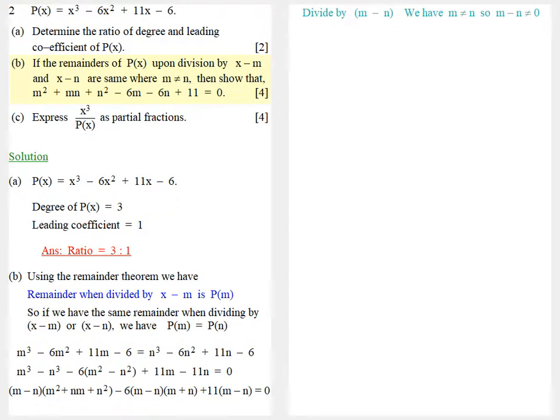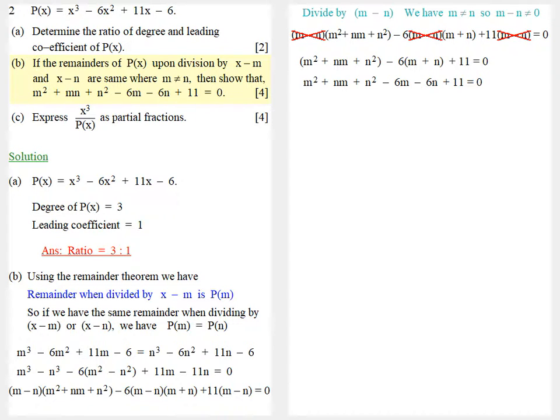We have m is not equal to n, so m minus n is not equal to 0. Now as long as m minus n is not equal to 0, we can divide all the way through by m minus n. So if we cancel that out, we're left with m squared plus nm plus n squared minus 6 into m plus n plus 11 equals 0. Or expanding that out, we get m squared plus nm plus n squared minus 6m minus 6n plus 11 equals 0. And that is what we were required to prove.